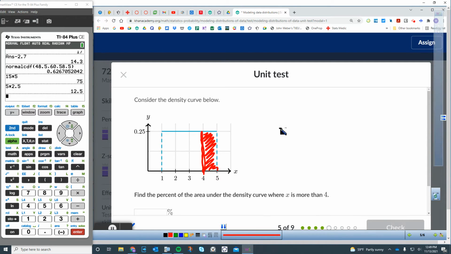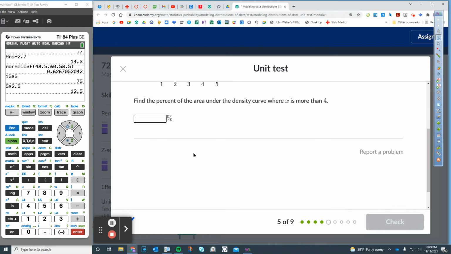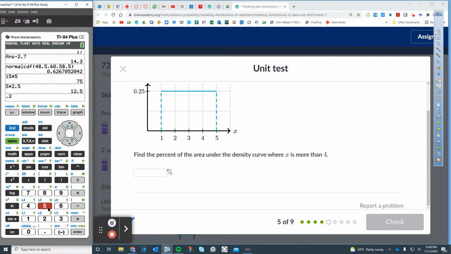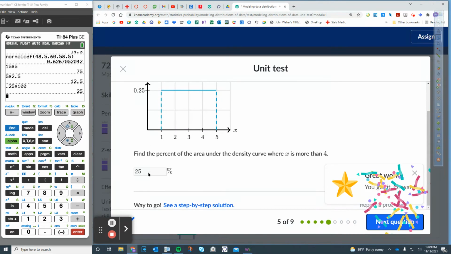So you're trying to find the area of this rectangle. And the length is 0.25. This is 0.25. And the width here happens to be 1 because 5 minus 4 is 1. And area of rectangle, ladies and gentlemen, is length times width, right? The height times the base. So here, 0.25 times 1 is 0.25. Now, 0.25, we need to multiply by 100 to change it to percent, and therefore we have 25%.